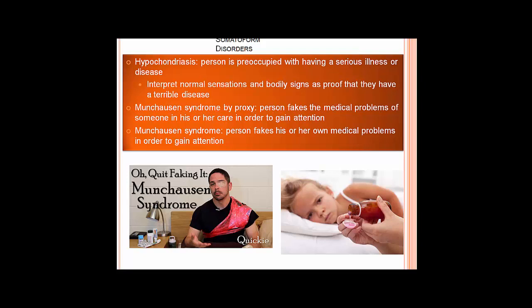Hypochondriasis. Munchausen syndrome by proxy is where a person fakes the mental or the medical problems of someone in his or her care in order to gain attention. See, so in this case, the mom here has Munchausen syndrome by proxy. Nothing's wrong with the child, but the mom gives the child medicine in order to promote something being wrong so that she can get attention.